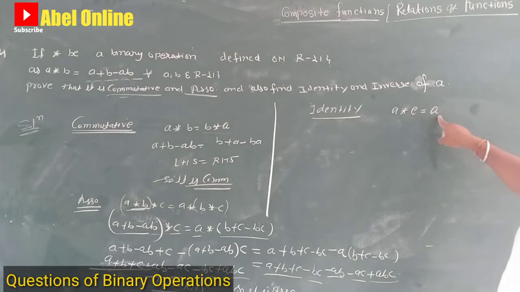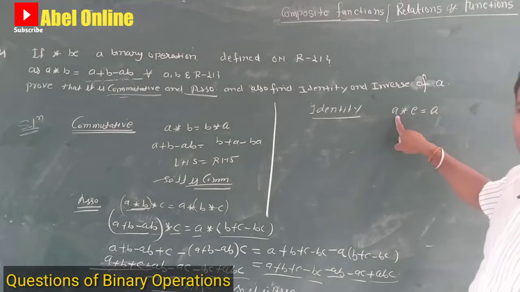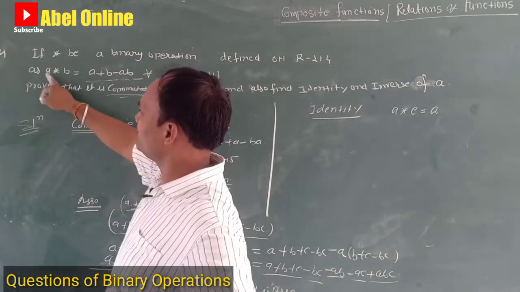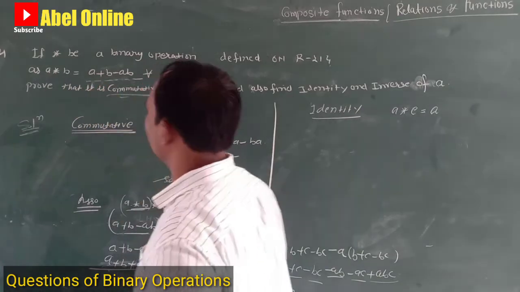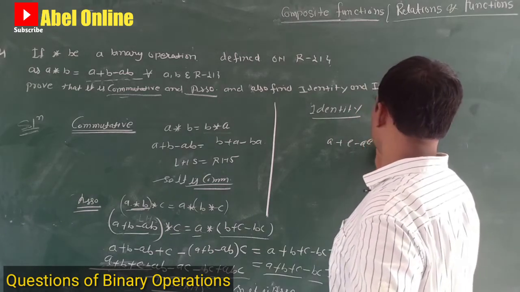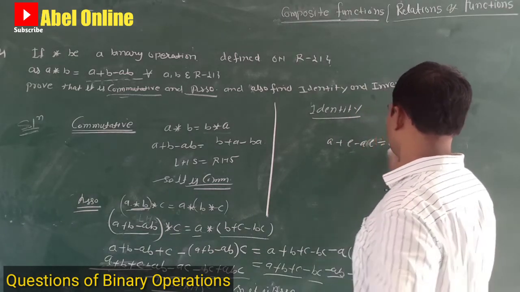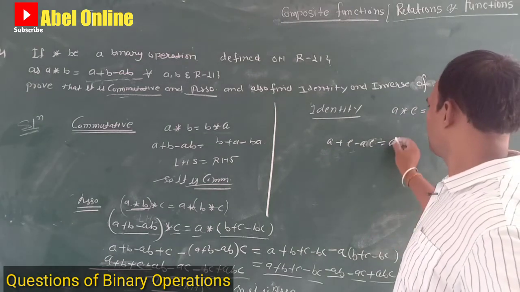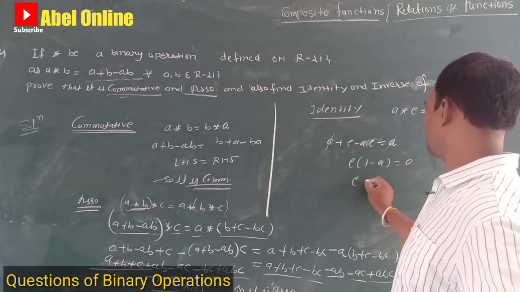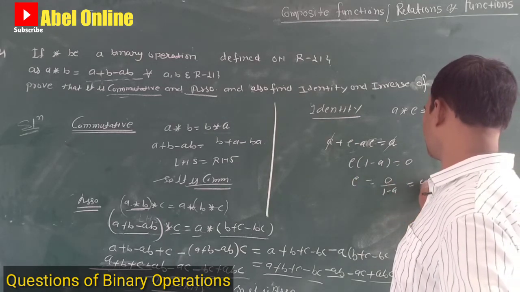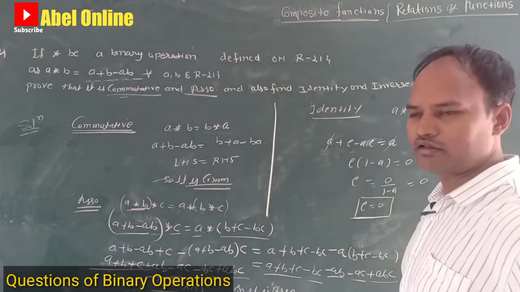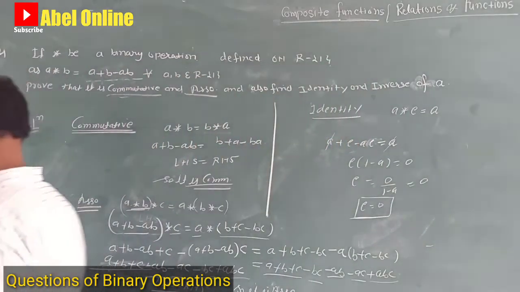If A star E equals A is the identity, this is the value of A and this is the value of B, so put here A and E. So there is A plus E minus AE equal to A. So A is cancelled by A, E times (1 minus A) equals 0. So E equals 0 upon 1 minus A, which means 0. So E equals 0 is the identity element.